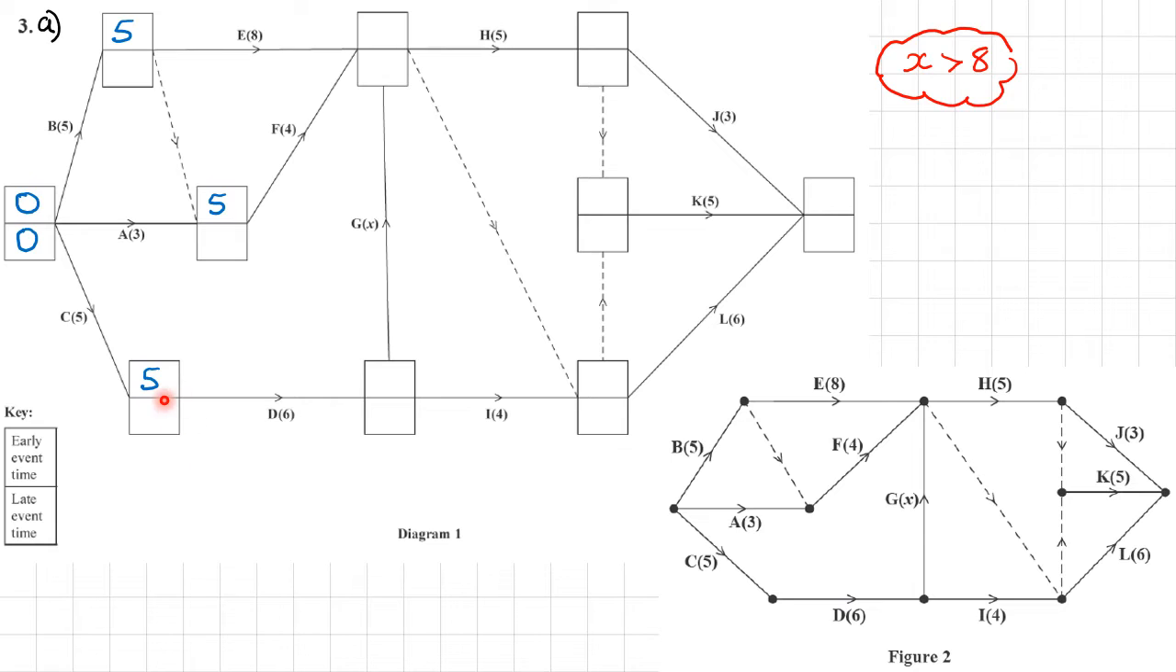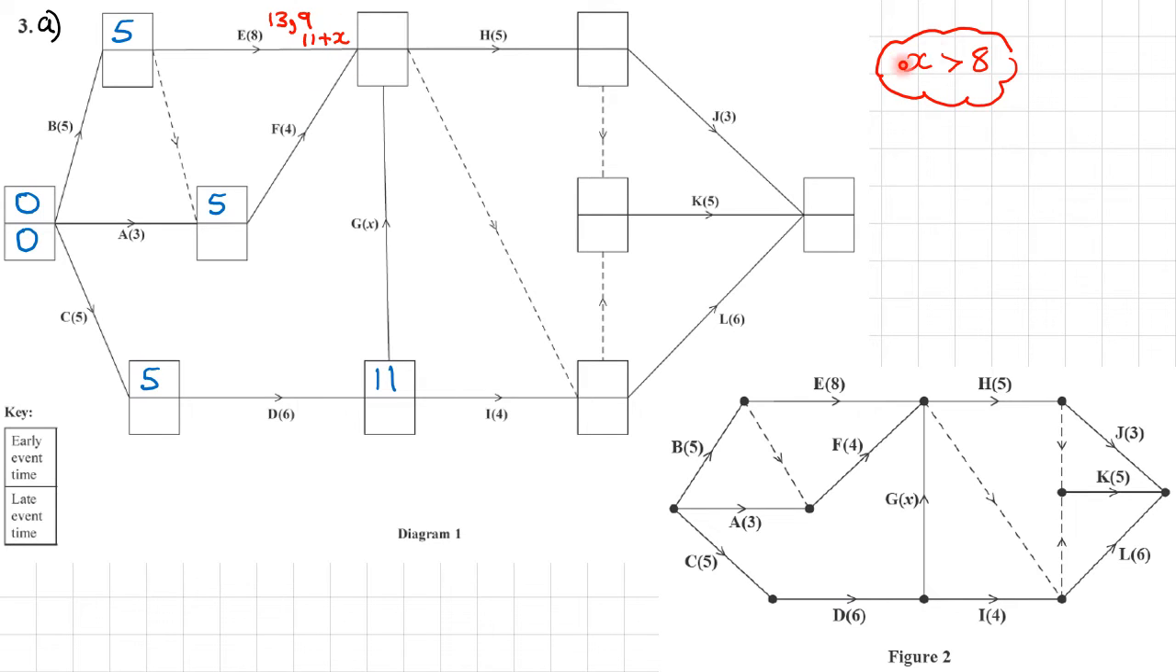Let's move along. So continue with our forward pass. Only one way going forwards to get to this point here along activity D. So 5 plus 6 will give me 11 here. Now when we get to this point here, there are 3 ways of getting to this point. Either along E, which would be 5 plus 8, which is 13, or at this point 5 plus 4, which would be 9, or this way, which would be 11 plus X. So 11 plus X. And I need to choose the highest of those 3 values.